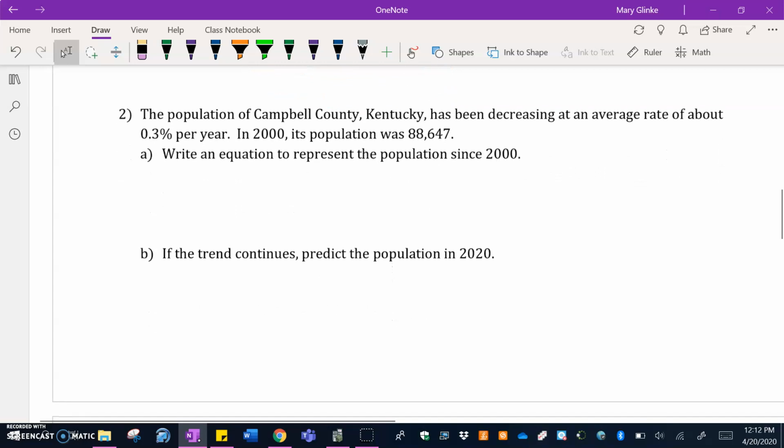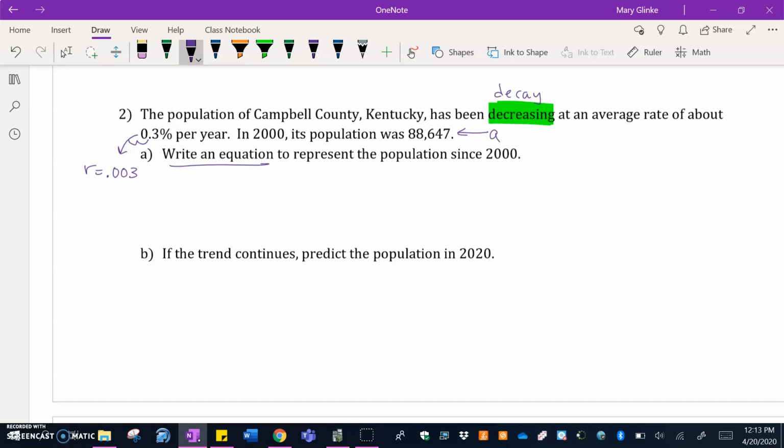Let's take a look at the next one. We have a population that is decreasing. So when you see this decreasing right here, you can think decay. So the rate is 0.03%. That is going to be your R value, but we do want to move it over 2 spots because it is a percent and we need to change it to a decimal. So it's 0.0003. In 2000, its population was 88,647. That is going to be our initial amount, our A value.